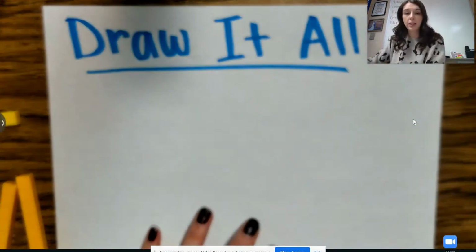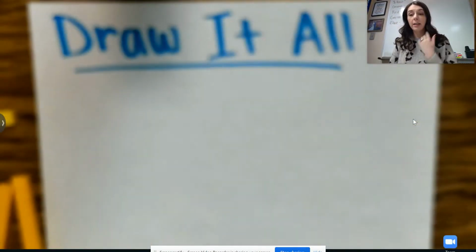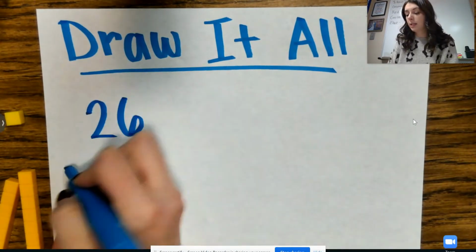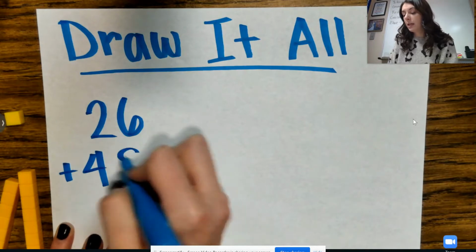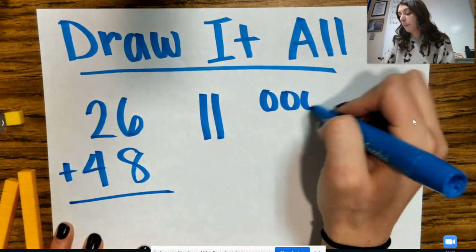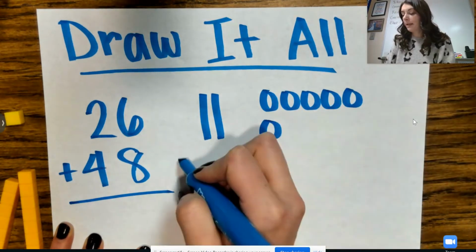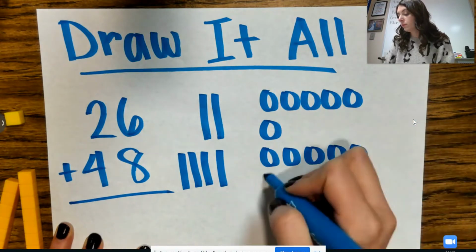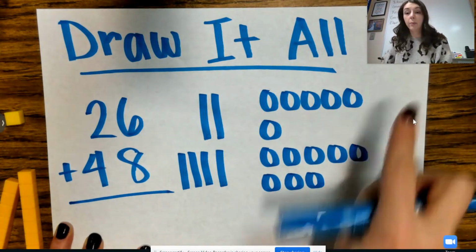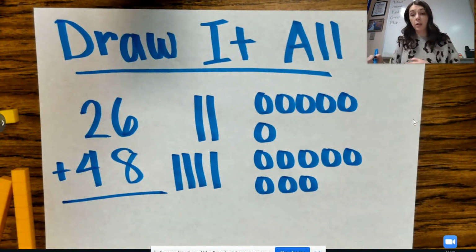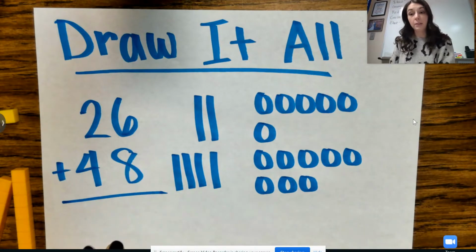Let me show you one strategy they've been taught. This strategy we like to call draw it all, and we call it that because they're going to draw out the whole number. For example, 26 plus 48, the students would draw the top number and then draw the second number. Now we have them look at the ones and we say, can we make a new 10? And we know that 6 plus 8 makes 14.